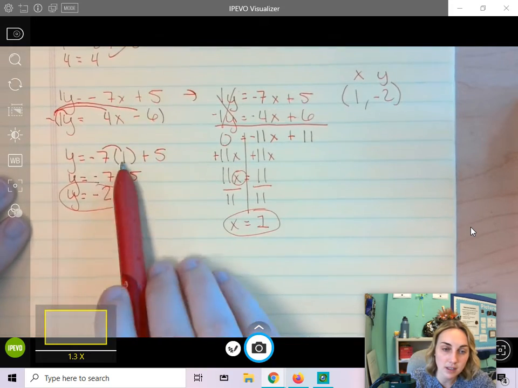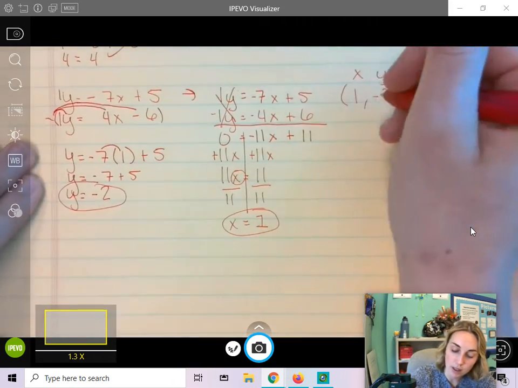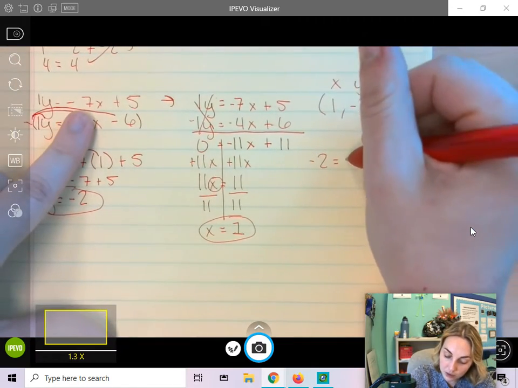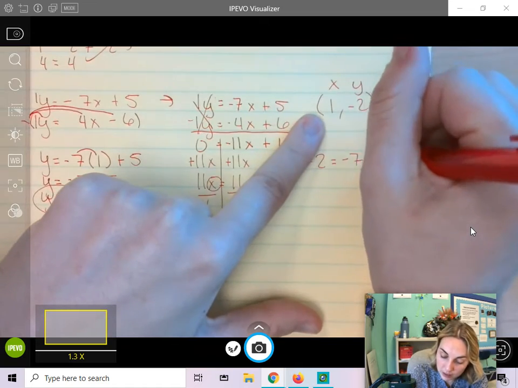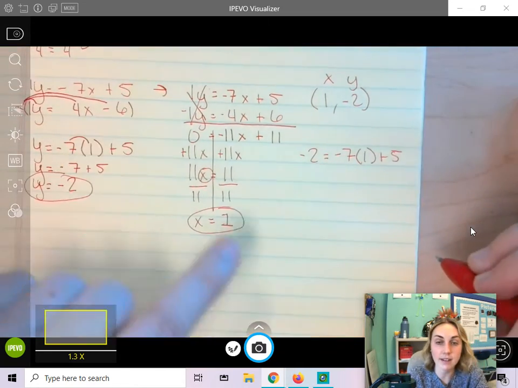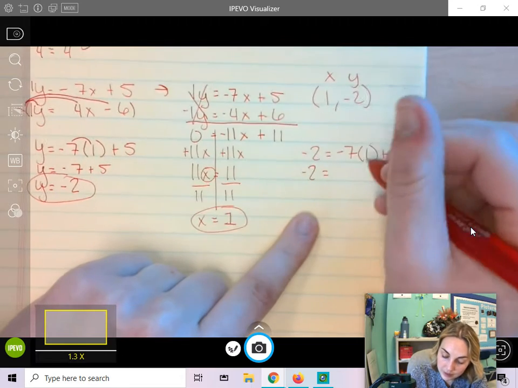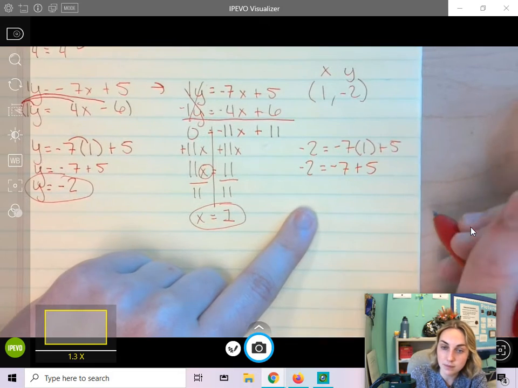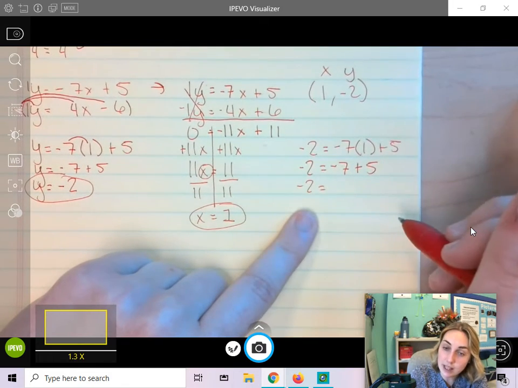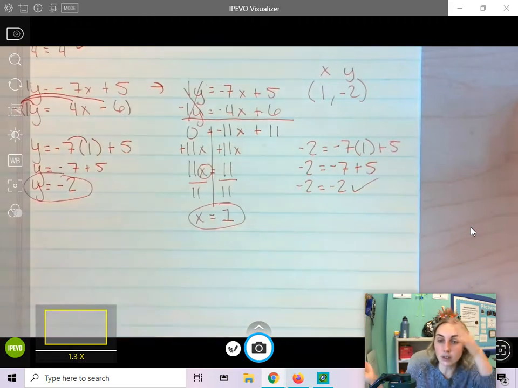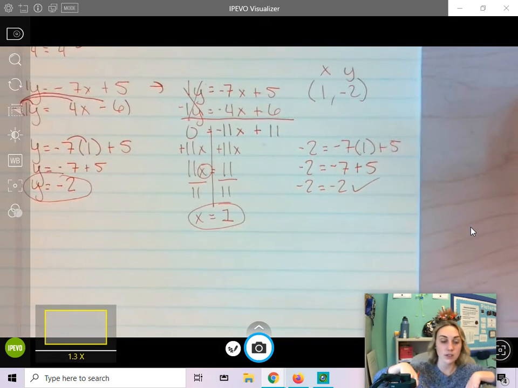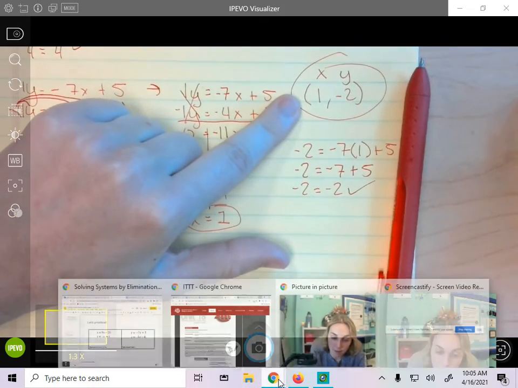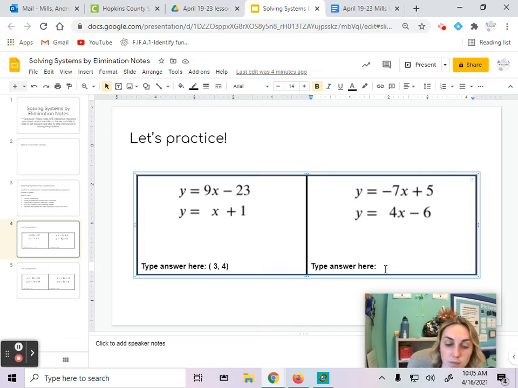Alright, so I'm going to substitute these values into one of these equations. Again, I'm going to choose this first equation because I already solved it, so I know it's going to be easy. My y value is -2. It's equal to -7. My x value is 1, so I'm going to substitute that in, plus 5. So -2 is equal to -7 times 1 is -7, and then plus 5. Bring down this -2 again. -7 plus 5 is going to give me -2, so it works out. It's good. So this is the answer to number 2. My x value is 1, and my y value is -2.